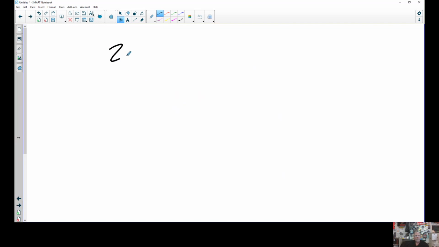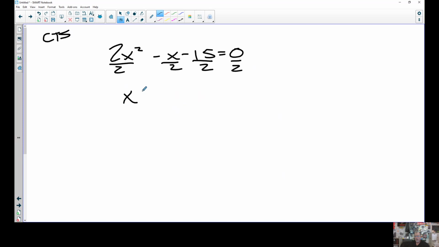We have 2x squared minus x minus 15 equals 0. And again, we're trying to solve this using completing the square. So again, let me do it the other order this time, just so you can see. It doesn't matter which order you do this. I don't have 1 here, so I'm going to divide everything by 2. And I would have x squared minus 1/2 x minus 15 halves equals 0.